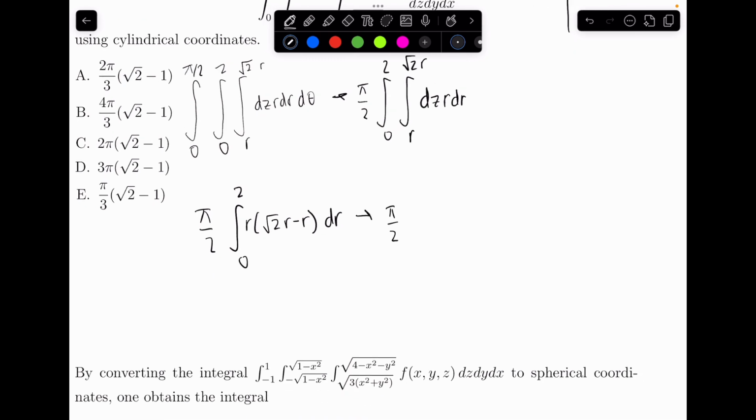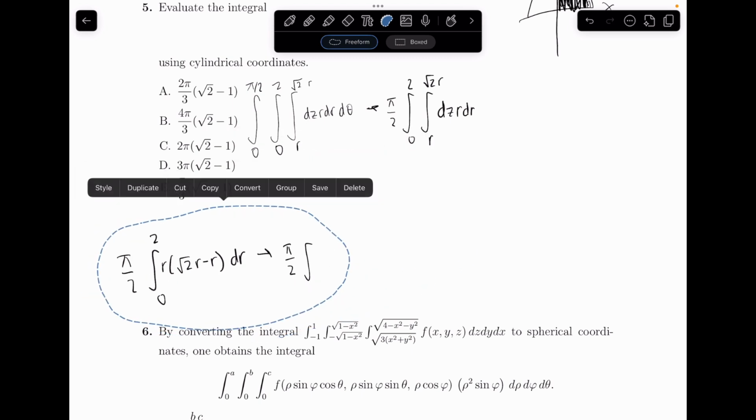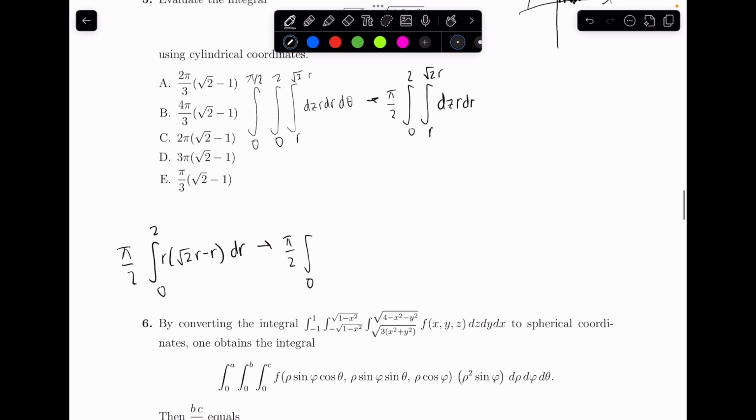We are at pi over 2 times the integral from 0 to 2 of, that's a little small. I want to make that a little bit bigger. Okay, that is a little bit more to my liking. It's not the best. 0 to 2, square root 2 r squared minus just r squared. All right, not too bad.